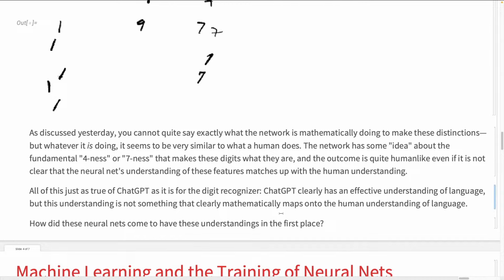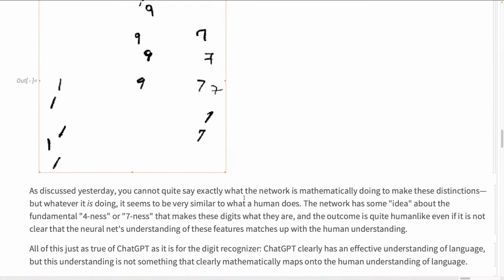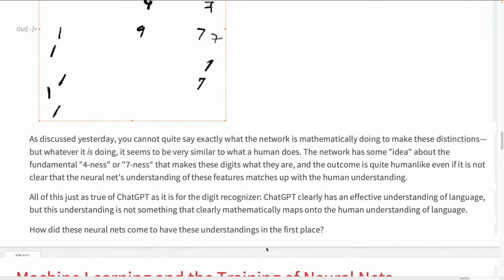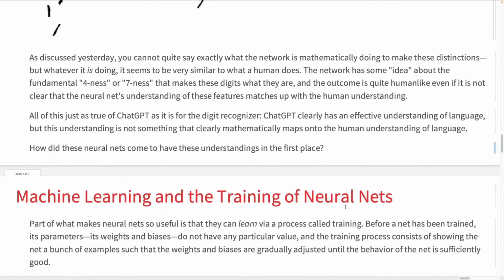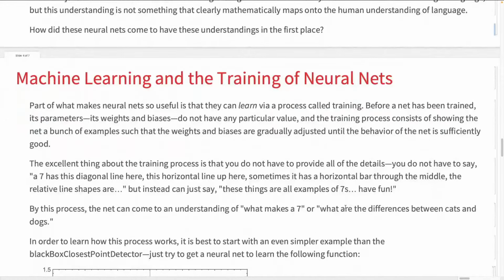It's not clear that what's going on inside that network maps neatly onto the human understanding of language. But the question is, if these neural nets have this understanding of, say, language or digit recognition or whatever else, how did they come to have that understanding, whether or not it actually maps onto human understanding? Here's where we get into machine learning.